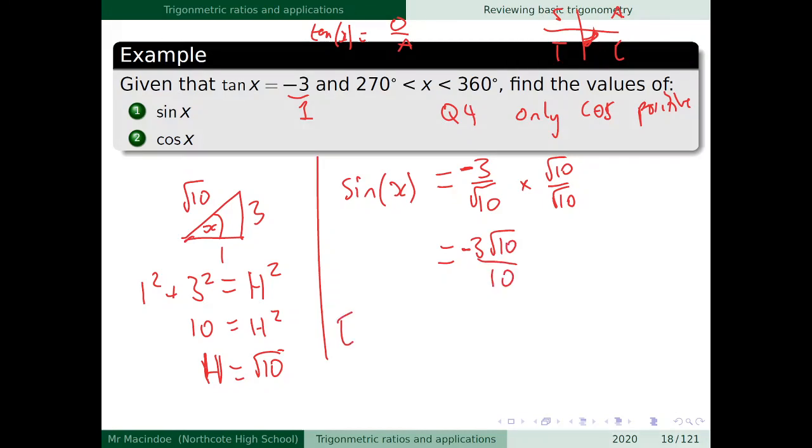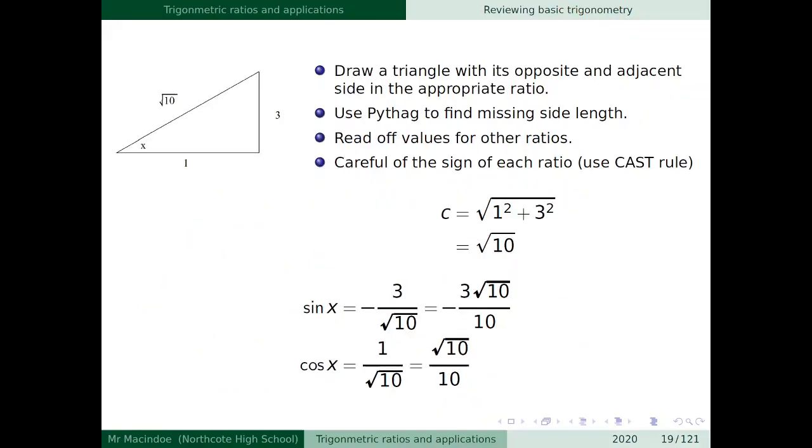And then cos of x is going to be adjacent over hypotenuse, so it's 1 on root 10. Now we're in quadrant 4, so it is going to be positive. And if I were to rationalize that, all I did was that, and so you get cos of x is root 10 on 10. Okay, let's leave it there for now. Hope that was helpful.